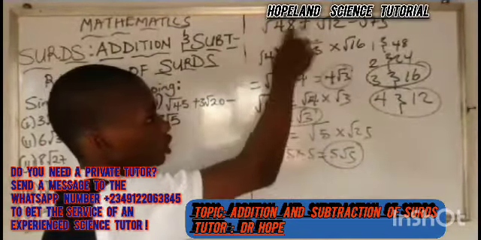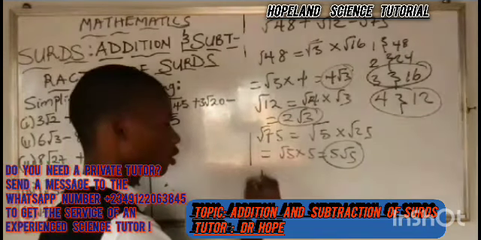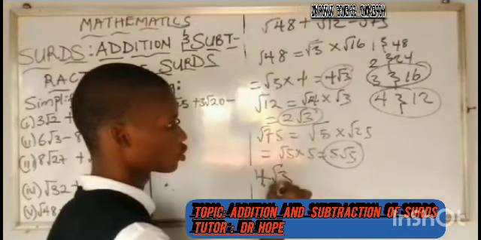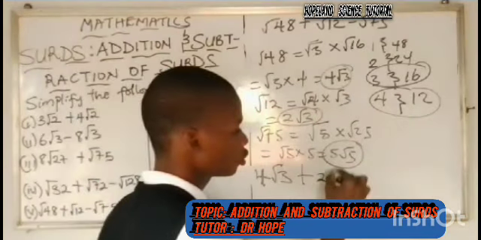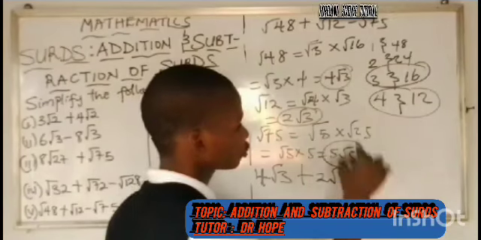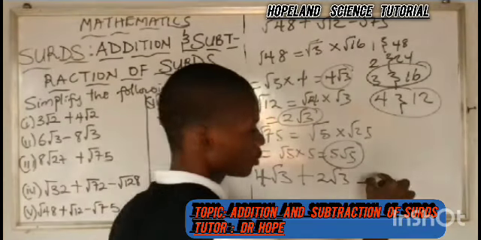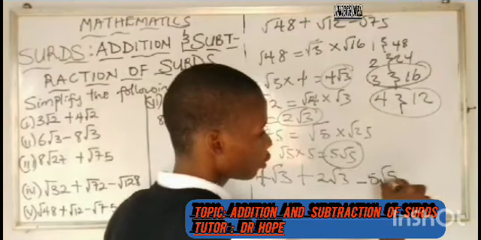So replacing 48, we will replace 48 with 4 root what? Root 3, plus replacing 12, we will replace it with what? 2 root 3. Now minus replacing root 75, replace it with what? 5 root what? Root 5.